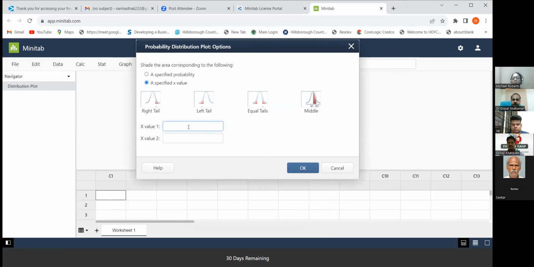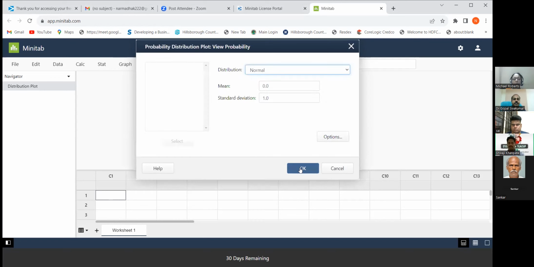Now what is your x1? You give -1 plus 1, you know the answer. Or you give -2 plus 2, you know the answer. I'll give -1. You have given -1 plus 2. Very good. Now you give okay.